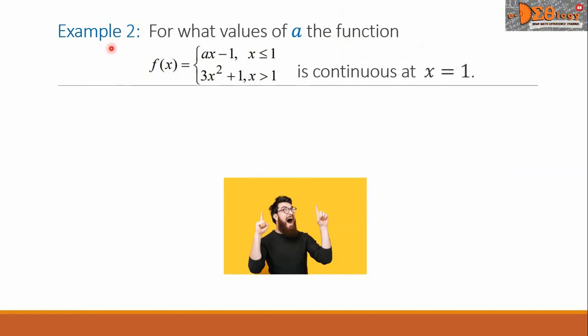Let us see example 2. For what values of a is the function f of x continuous at x equals 1? We have two functions here for the respective intervals. The first function is ax minus 1 when x is less than or equal to 1. The other function is 3x squared plus 1 when x is greater than 1.